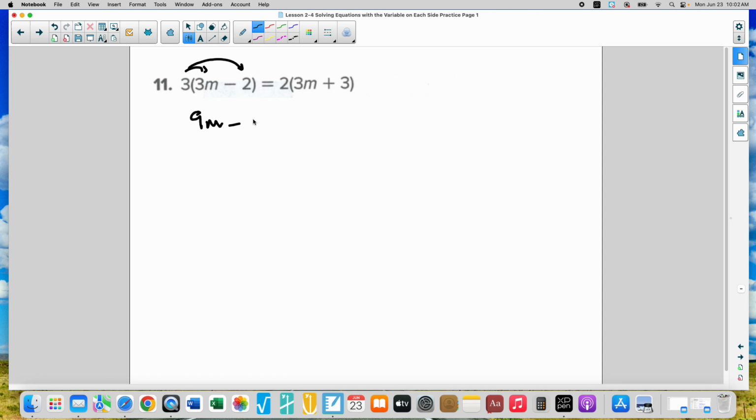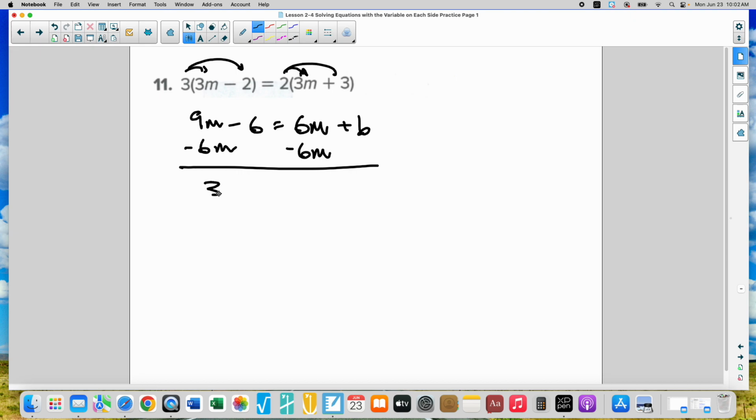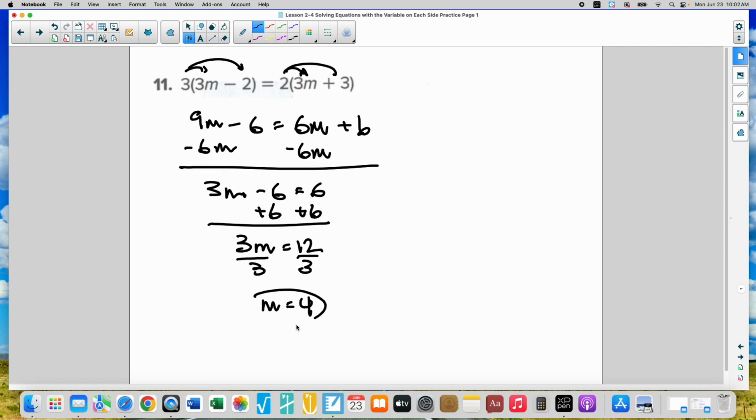9m minus 6 equals 6m plus 6. So we're going to move the variables. That's going to give me 3m minus 6 equals 6. We'll add 6 to both sides. 3m equals 12. Divide by 3. m equals 4.